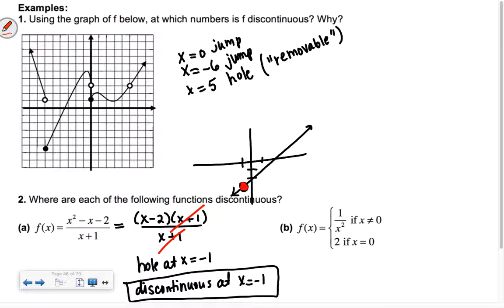All right, so B, so it says f of x equals 1 over x squared. Do you guys remember what 1 over x squared looks like? It's a very important thing in calculus, like this, right? So it looks like this, except at x equals 0, we have the point 2. So it looks like that. So is it continuous? Can you draw it without lifting your pencil? No, you cannot. So it's discontinuous.